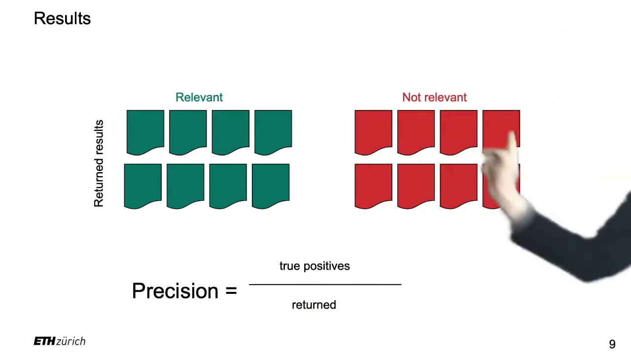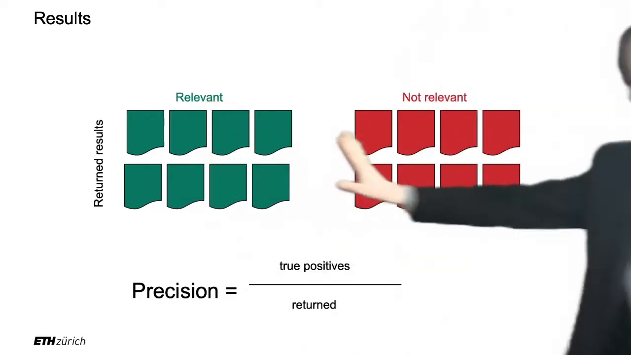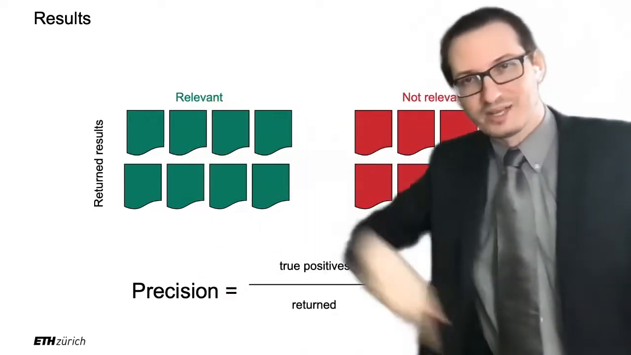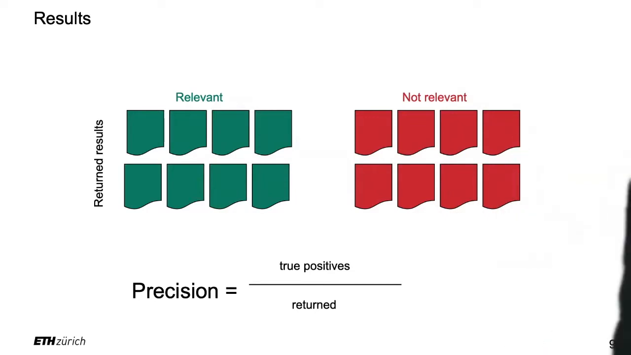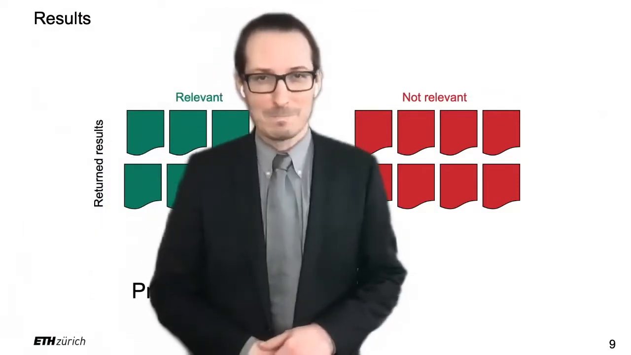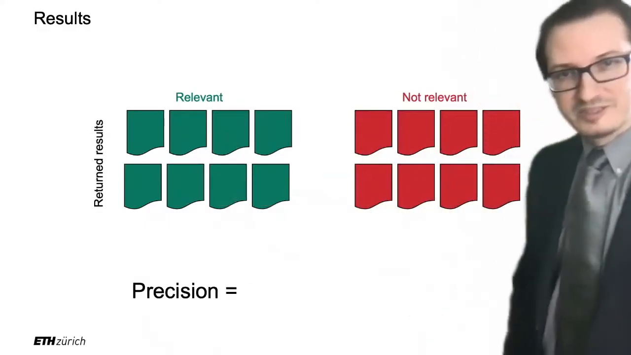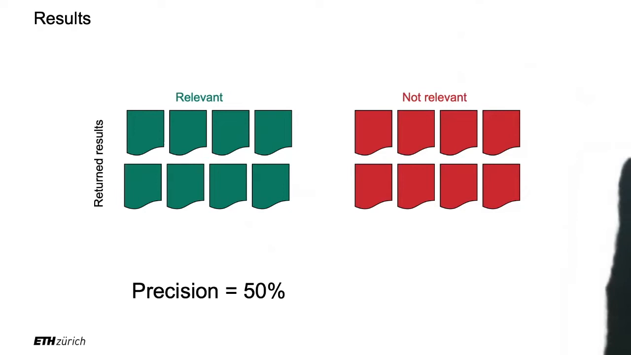What is the precision in here? If I have exactly 8 documents right there that are true positives and 8 that are false positives, what's my precision? There's an answer in class: half. And in the chat? 50%. Yeah, which is equivalent. Yes, absolutely. This is 8 divided by 16. So this is indeed 50%.